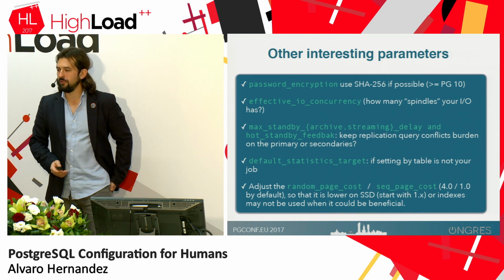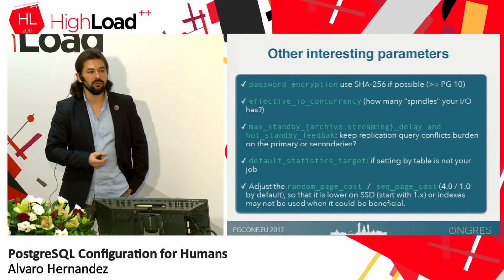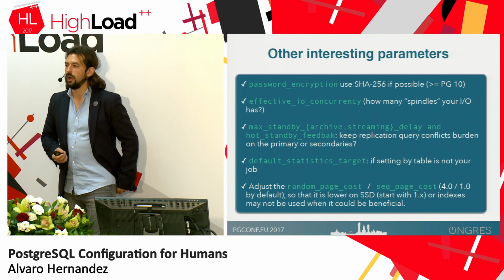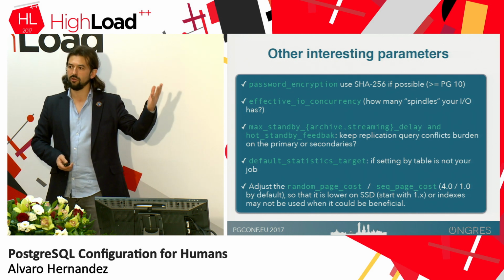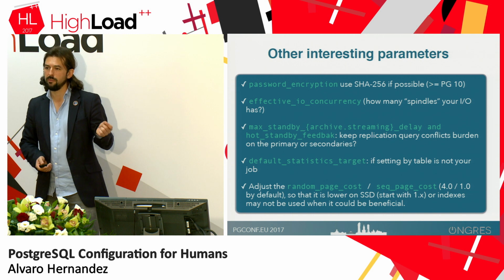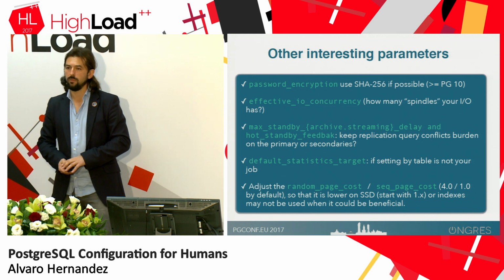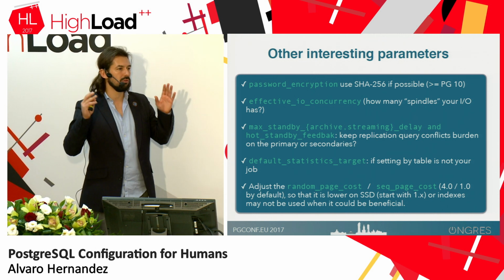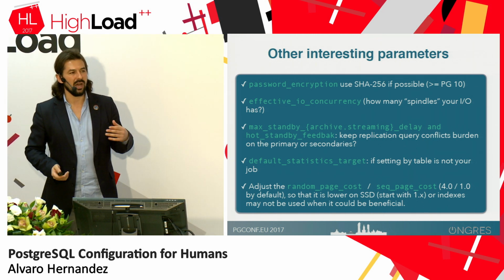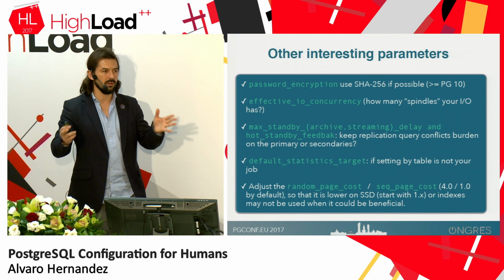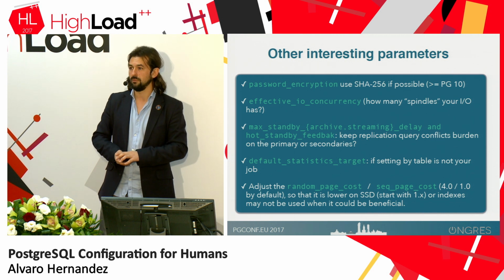And a last round of parameters that could be interesting. Password encryption. If you're using Postgres 10 or greater, well, use it. You can change it to use SCRAM. Actually, it's going to use SHA-256. This is used for SCRAM authentication. You may want to do that, definitely. Effective I/O concurrency. This is basically a parameter that tells you how many I/O channels you can throw in parallel to your disk subsystem and increase performance. Basically, if you have moving spindles, this is very easy. It's basically the number of effective moving spindles. If you have SSD, probably more than one is good, but also do your own benchmark.